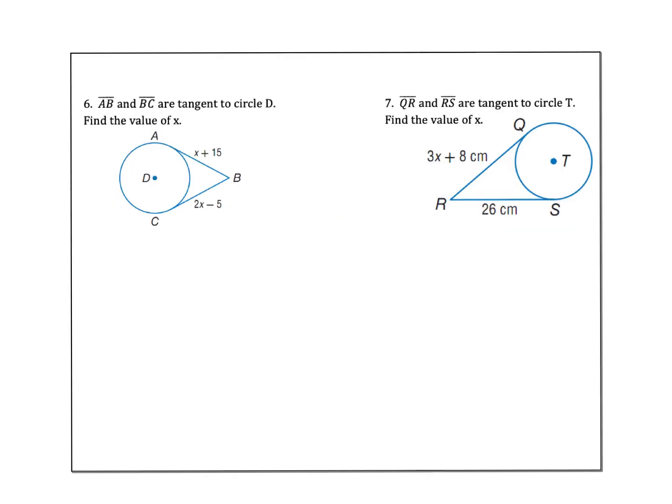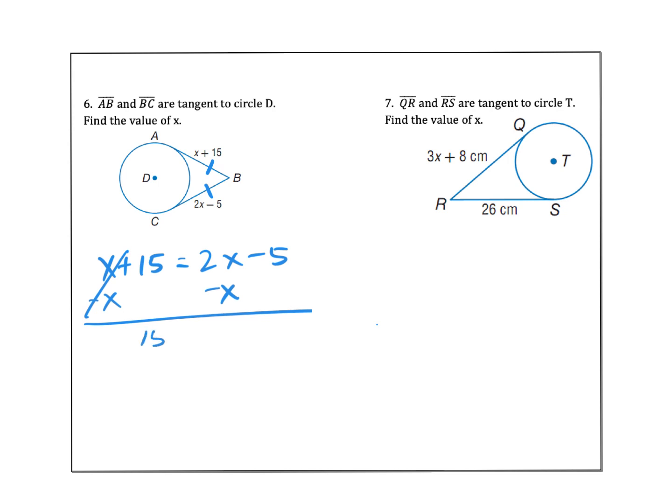So we can use that idea in number 6, and you can see here segment AB and segment BC are both tangent to circle D. Find the value of x. Well, if they're both tangents, then these two are congruent to each other. So x plus 15 should equal the 2x minus 5. They're congruent. Do your basic algebra here and solve for x. So we'll subtract the x. We'll get 15 equals x minus 5. Add your 5. And we get x equals 20. And I think that's all we do. It says find the value of x, and we did it.